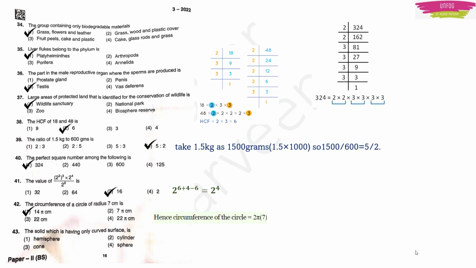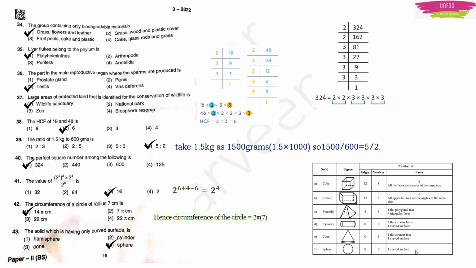Then question number 43. The solid which is having only curved surface is. Only curved surface means it should be sphere, isn't it? We have this table. Here you can see that cone will have one flat circular surface along with curved surface. So sphere is the only solid which will have only curved surface. Only one curved surface. So here option 4, sphere, is the right answer.